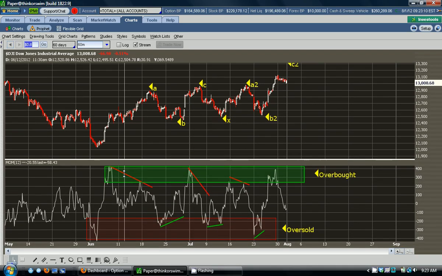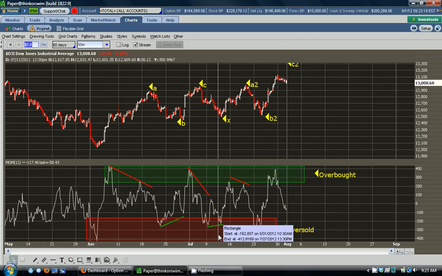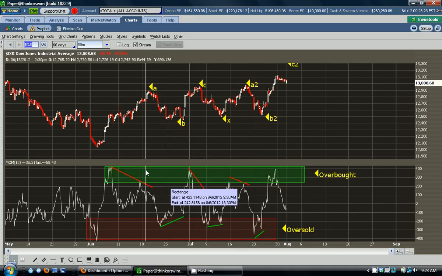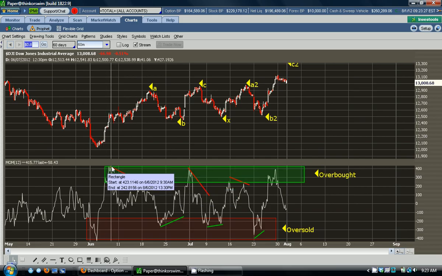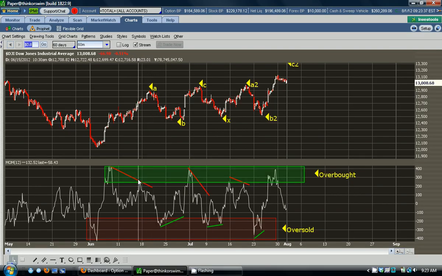On the bottom I have the momentum, and I have this green zone to represent overbought, this red zone to represent oversold, and I just put that there myself. Now, notice that when the momentum peaks, the actual price never peaks until a couple days later. So you see the momentum peaked there, and then the actual price peaked there, but the momentum was lower. That's called a bearish divergence.